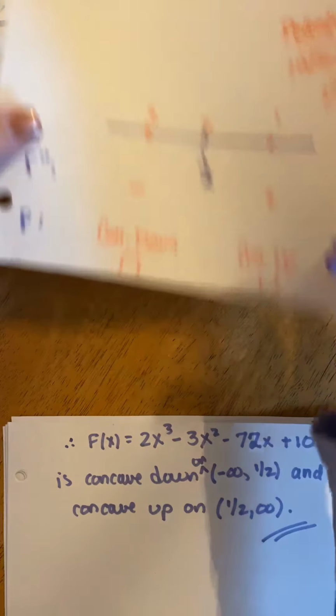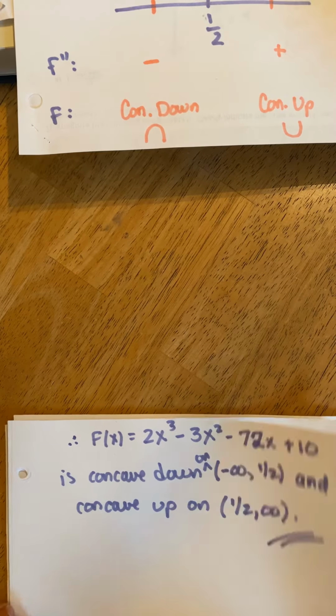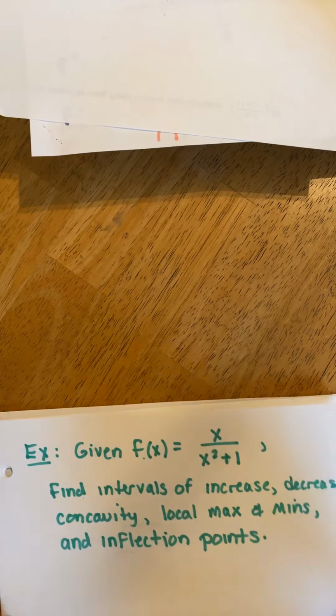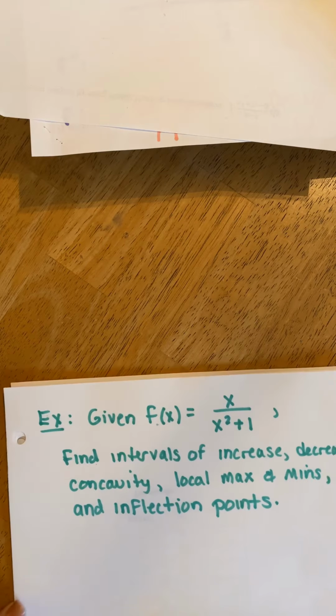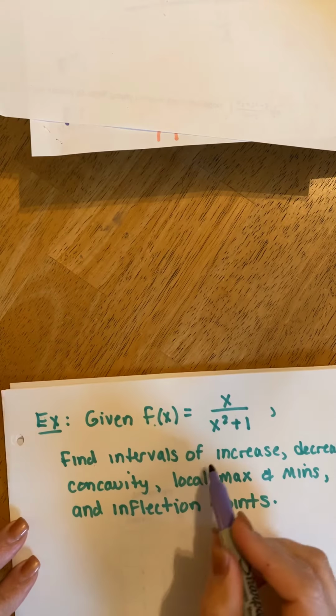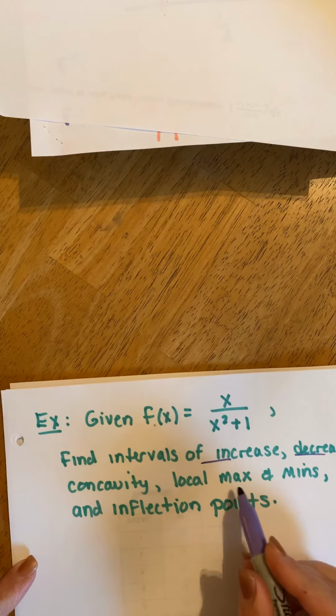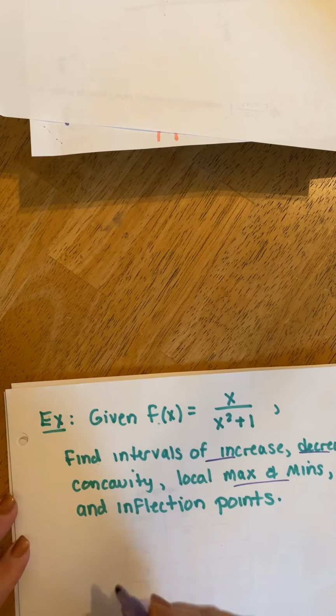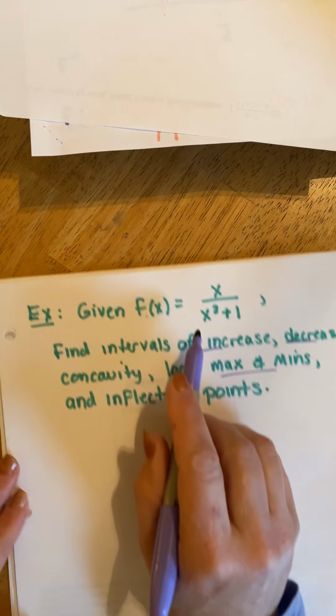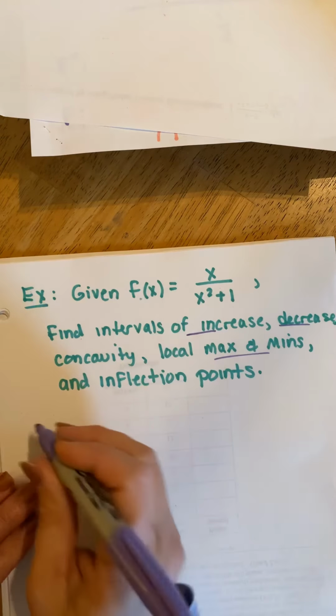Let's try one more problem. Given this function, let's find everything. Let's find where it increases, it decreases, local max, local mins, intervals of concavity. We're going to look for everything. The first thing we're going to do is find the intervals of increase and decrease, thus identifying the local maxes and mins. Here's my function, f of x equals x over x squared plus 1.